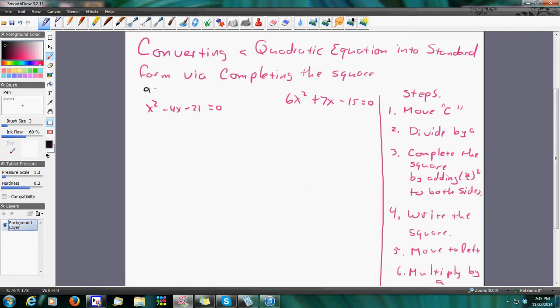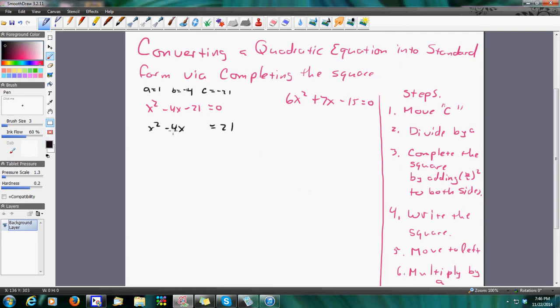My a equals 1, my b equals -4, and my c equals -21. So the first thing I'm going to do is move c over to the other side, and that becomes positive 21. I'm going to divide everything by a, but I don't actually have to because my a is 1, so I'm fine there. I'm going to complete the square by adding half of b squared, or b over 2, squared to both sides.